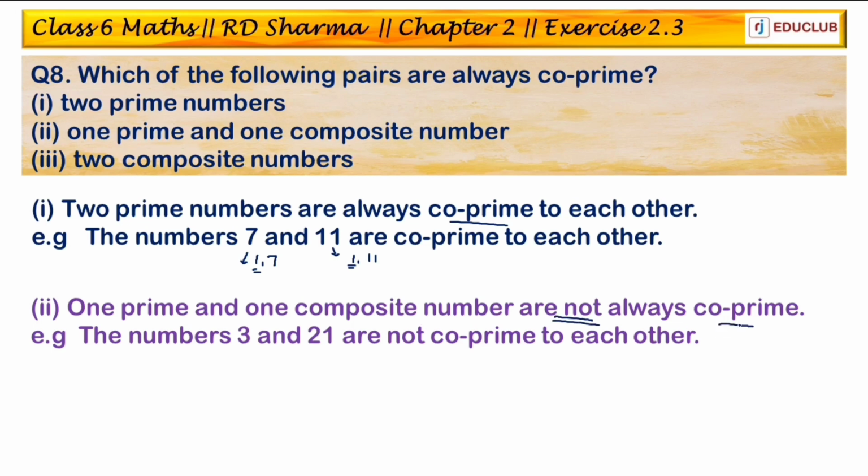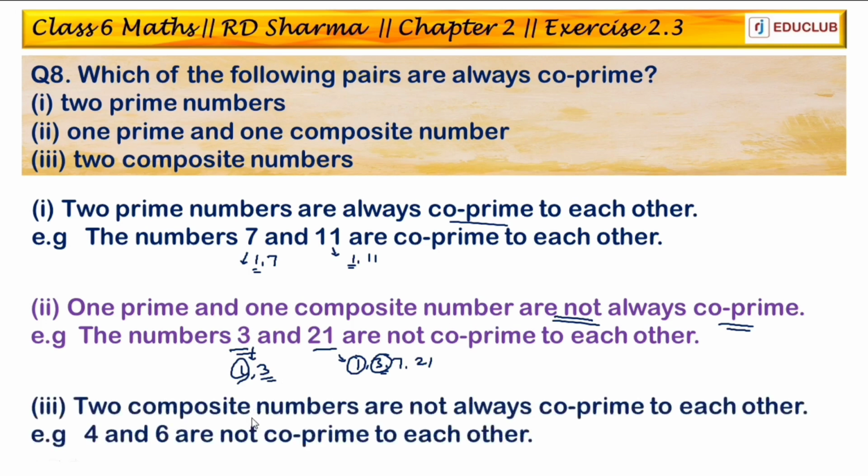Why? Let us see one example. 3 and 21. Factors of 3 are 1 and 3. Factors of 21 are 1, 3, 7 and 21. So, look, 1 is a common factor, and 3 is also a common factor. So, more than one common factor. So, this is not a co-prime. So 1 prime and 1 composite number are not always co-prime. They can be co-prime but not always co-prime.